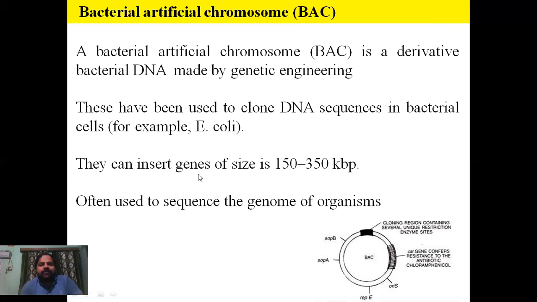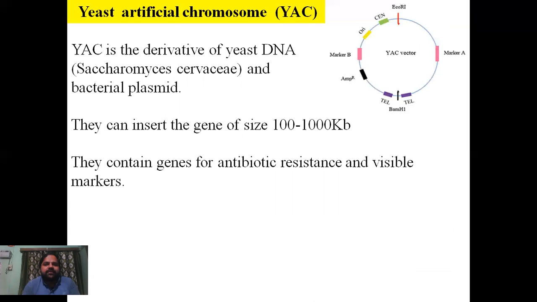They can insert genes of size 150 to 350 kilobase pair. We can see here that this is a very large size of gene. Means we can put our gene of interest ranging from 150 to 350 kilobase pair also. Often these BAC vectors have been used in DNA sequencing or genome sequencing of organisms. Since the genome is composed of large stretches of DNA, that's why we utilize this vector.